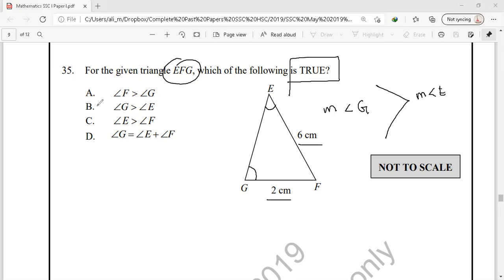So the correct answer we have in this question is option B, that is angle G greater than angle E.